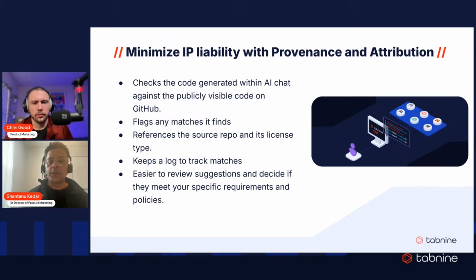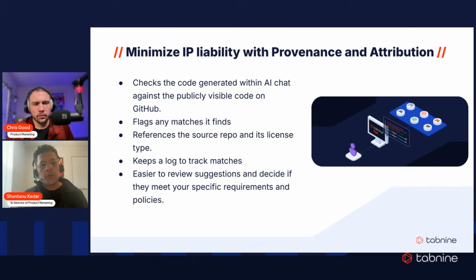The provenance and attribution capability supports the full breadth of software development activities within Tabnine. So this includes using Tabnine for generating code, fixing code, writing test cases, implementing and validating Jira issues, and so on.